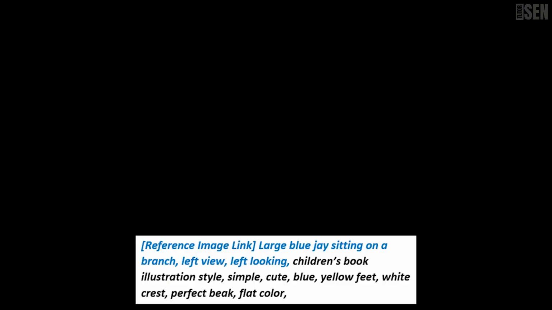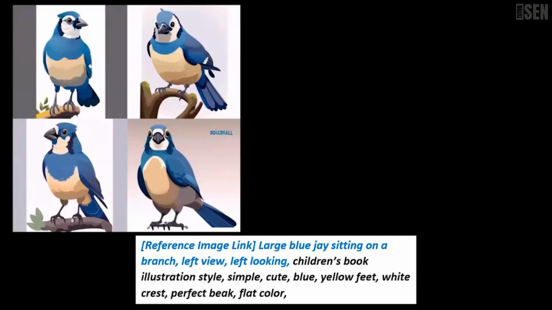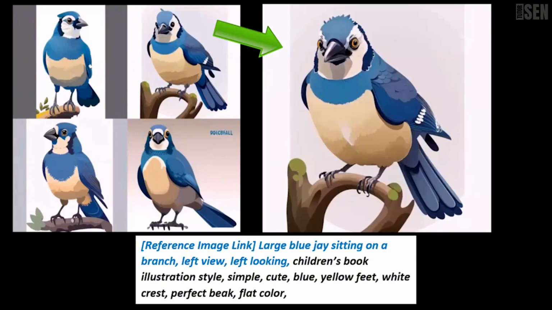Here's another prompt. Reference image link, large blue jay sitting on a branch, left view, left looking. We get this, with at least 2 of them sitting on the branch looking towards the left. And when we upscale them, the image will look even better, right? Now, the eyes and the detail are more prominent.